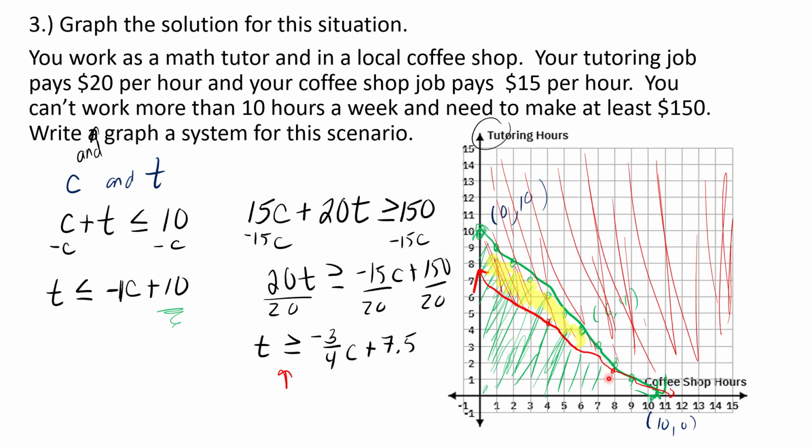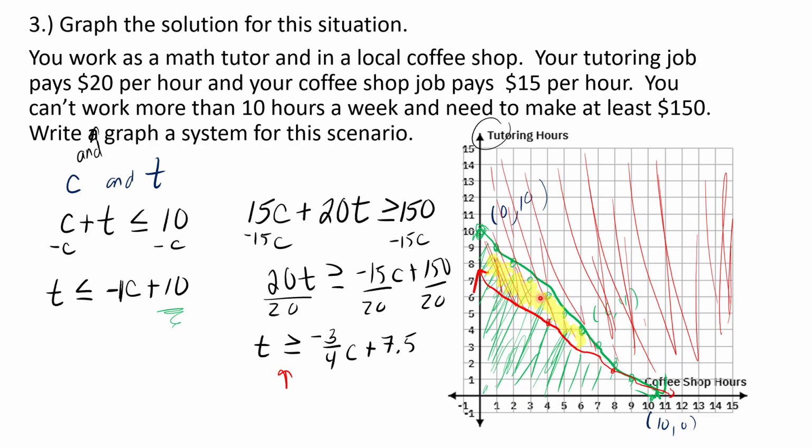The ones that are only green are points that represent you're working under your 10 hours, but you're not making enough money. Okay, so if you only work 1 hour at the coffee shop, yeah, that meets the under 10 hours, but you're only making 15 bucks. The points that are in just the red are points where you are making all kinds of money. Okay, you are definitely making your money goal here, but you're working way too many hours to do it.